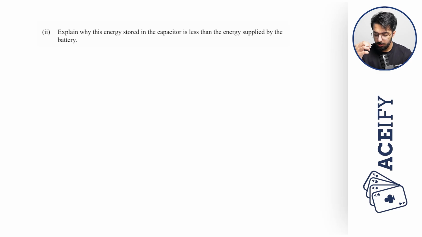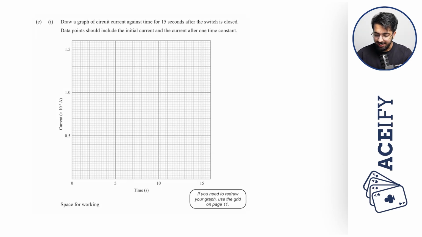Explain why this energy stored in the capacitor is less than the energy stored by the battery. Alright, so this is exactly what I just explained in the previous part. Only half the energy that is supplied by the power supply is stored within the capacitor, and the rest of the energy is lost due to resistance, and therefore it escapes as heat, okay? And again, I go through this more in my capacitance videos on my electricity playlist, so you can go check that out. Draw a graph of the circuit current against time for 15 seconds after the switch is closed.